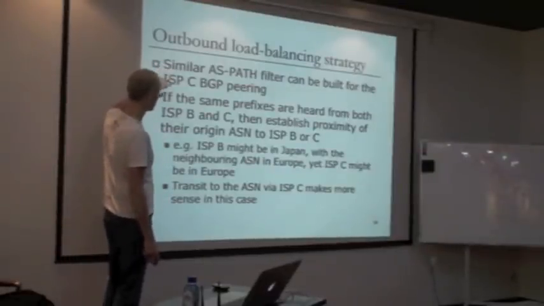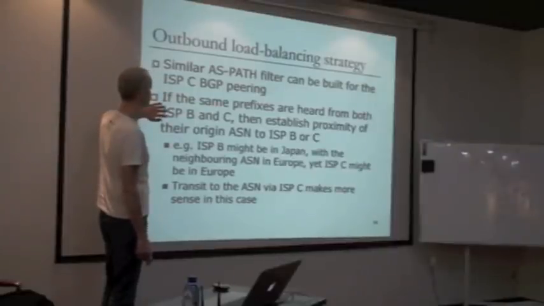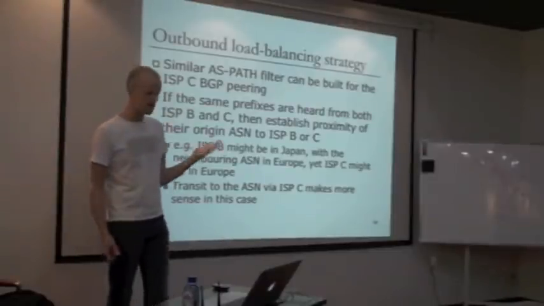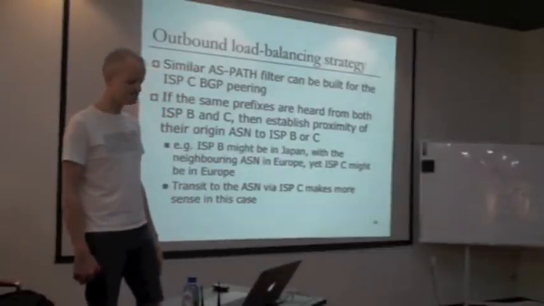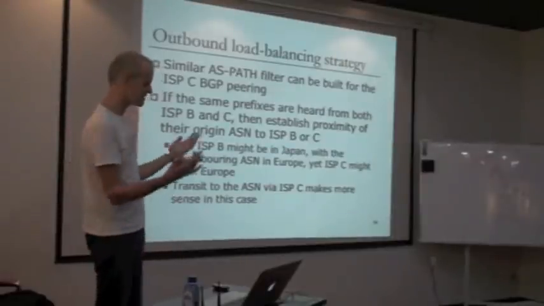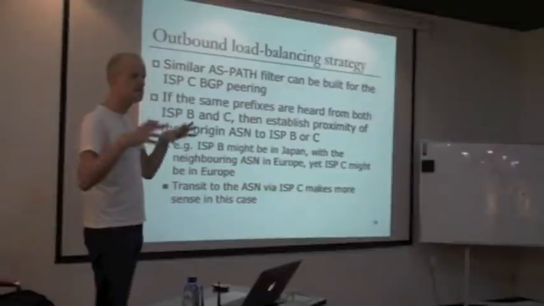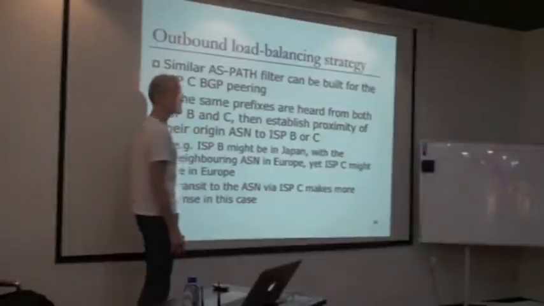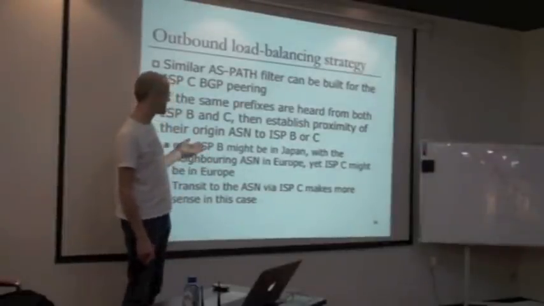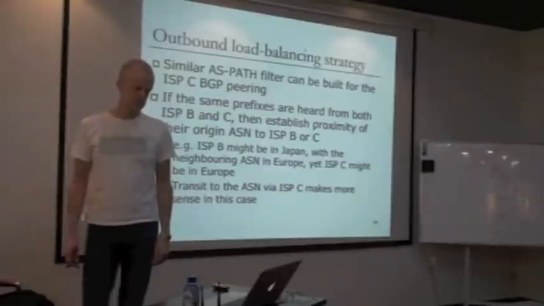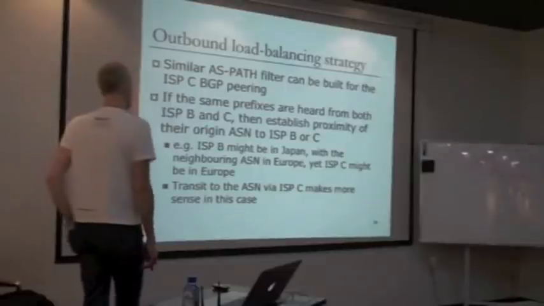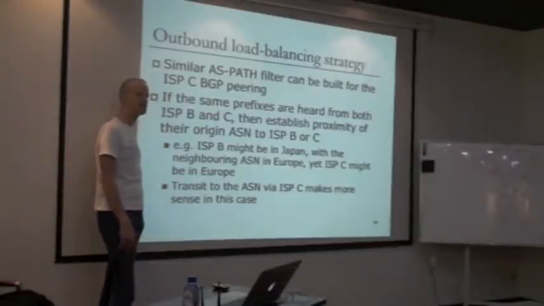Right? So we build the same type of AS path filter, prefixes heard from both ISP-B and C, and that lets us establish, again, how close they are. You may find that there are customers of ISP-B and C that multi-home between their networks. So then it doesn't really matter. But if ISP-B, for example, is in Japan, and the neighboring AS is in Europe, yet ISP-C might also be in Europe, you need to be a bit sensible about what you accept and discard. You need to do a bit of research.